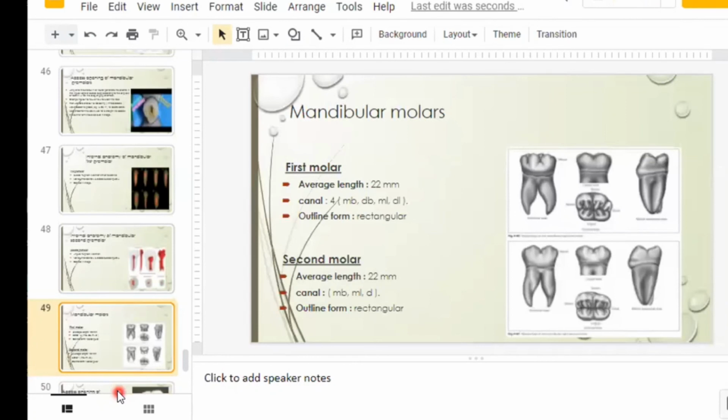Next, the important thing is mandibular molars. Mandibular molar.